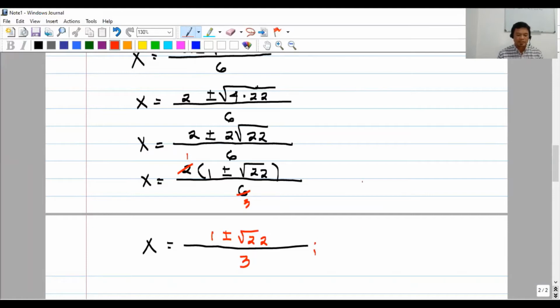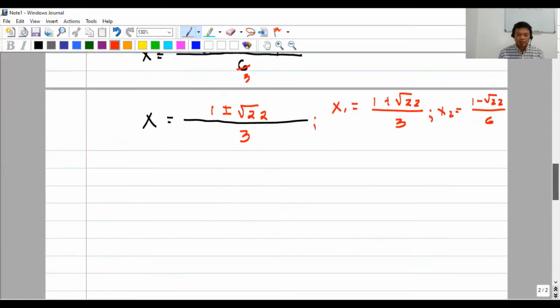So your x sub 1 here would be 1 plus the square root of 22 over 3, and your x sub 2 would be 1 minus the square root of 22 over 3. These are the values or the roots of the given quadratic equation, and we find the values by using our quadratic formula. That's how we make use of our quadratic formula.